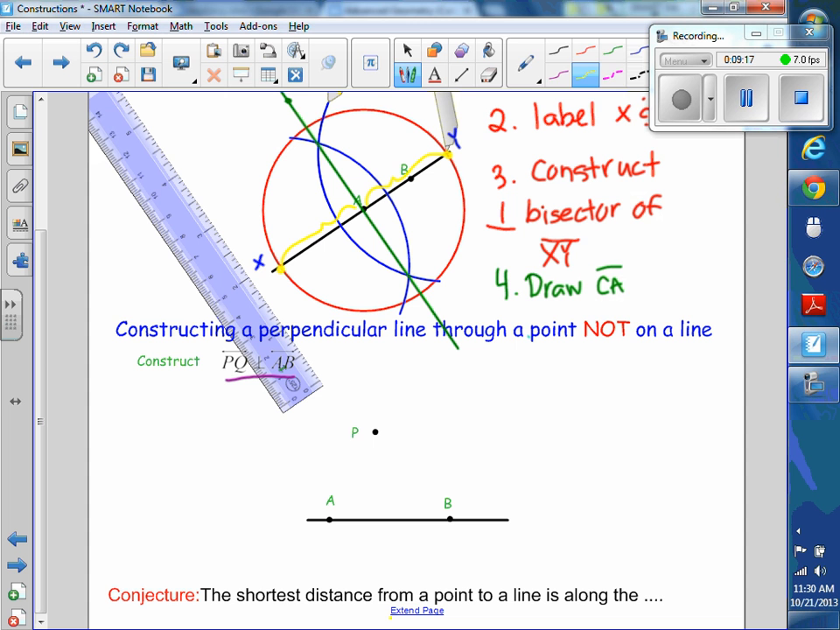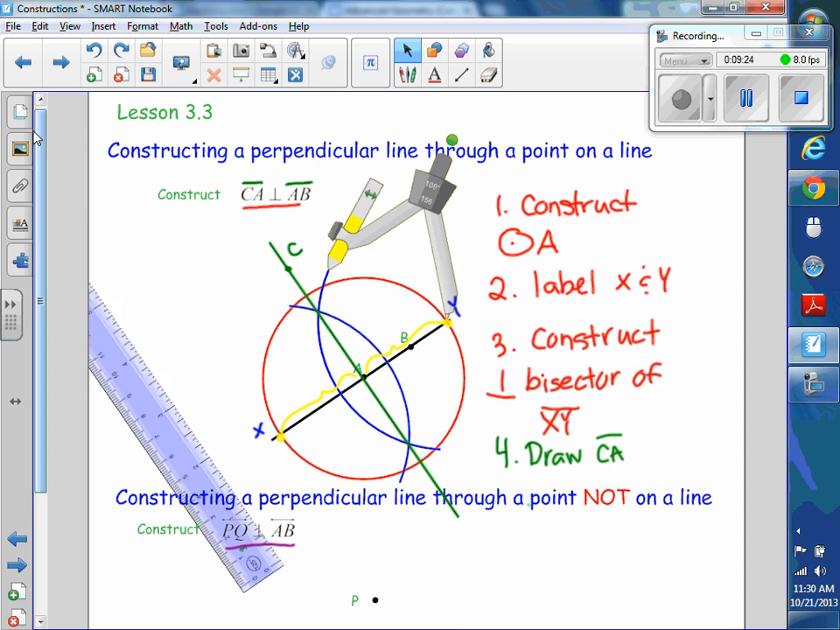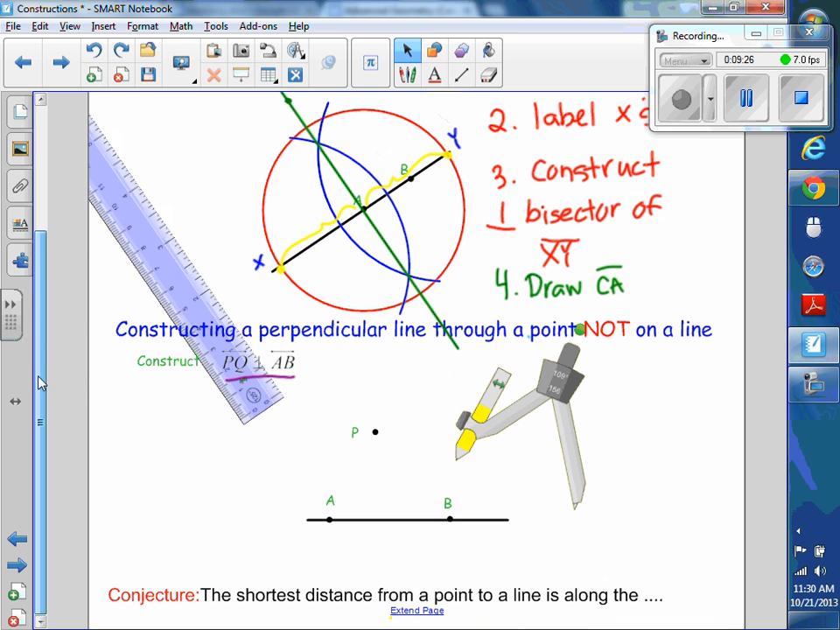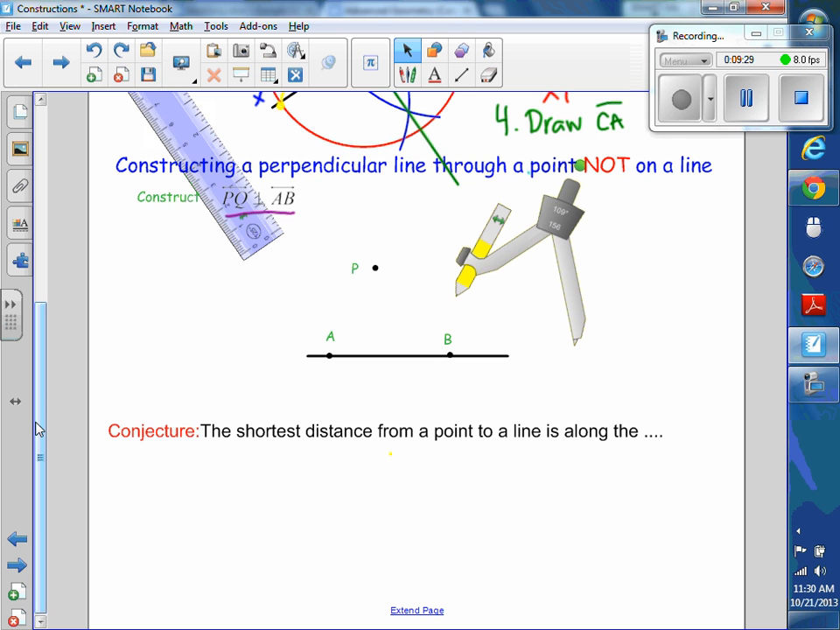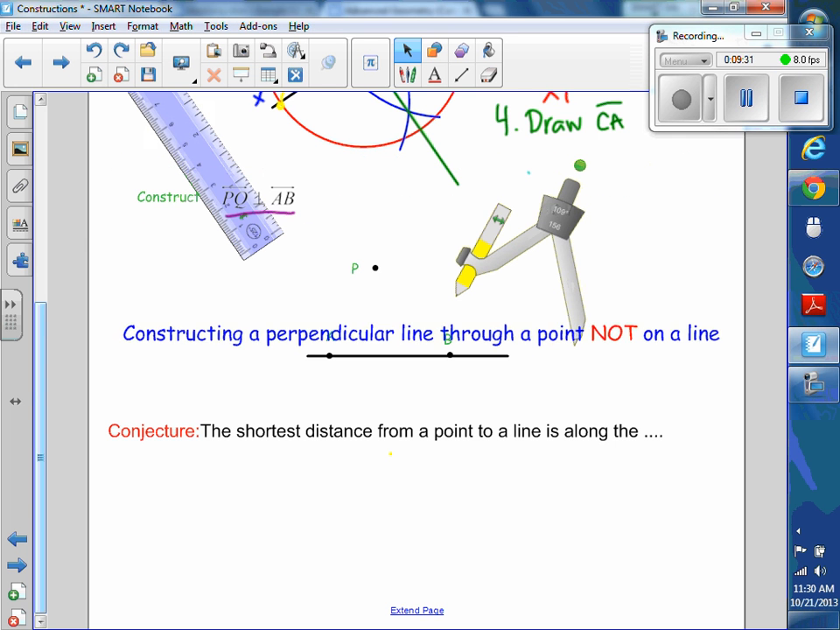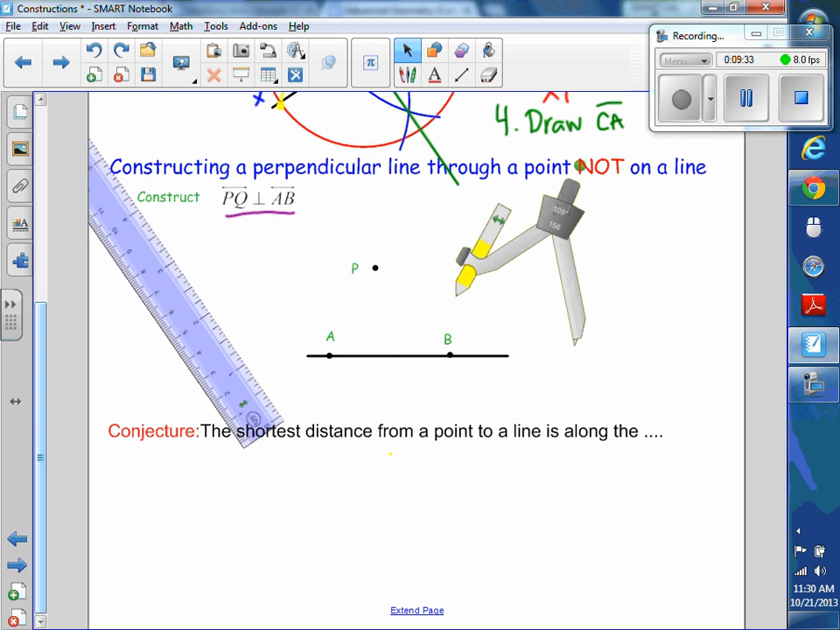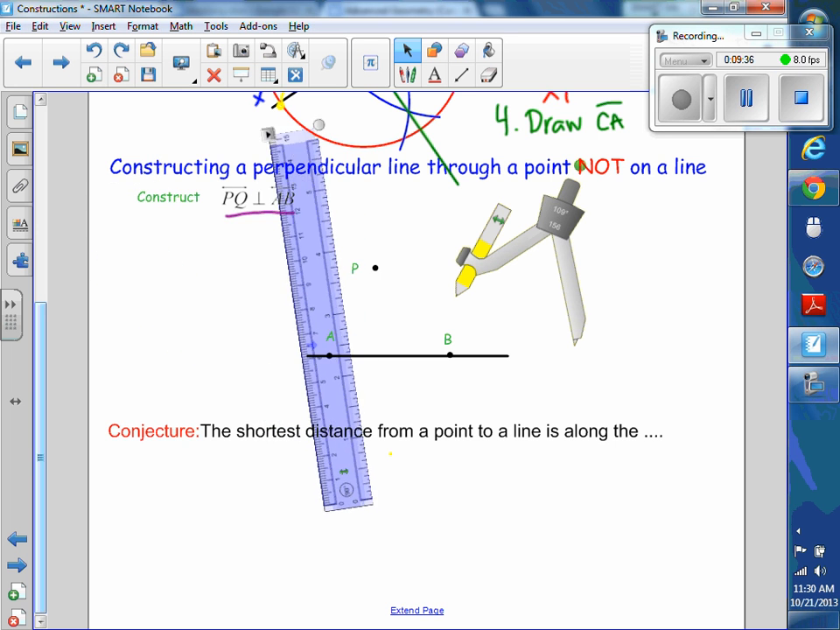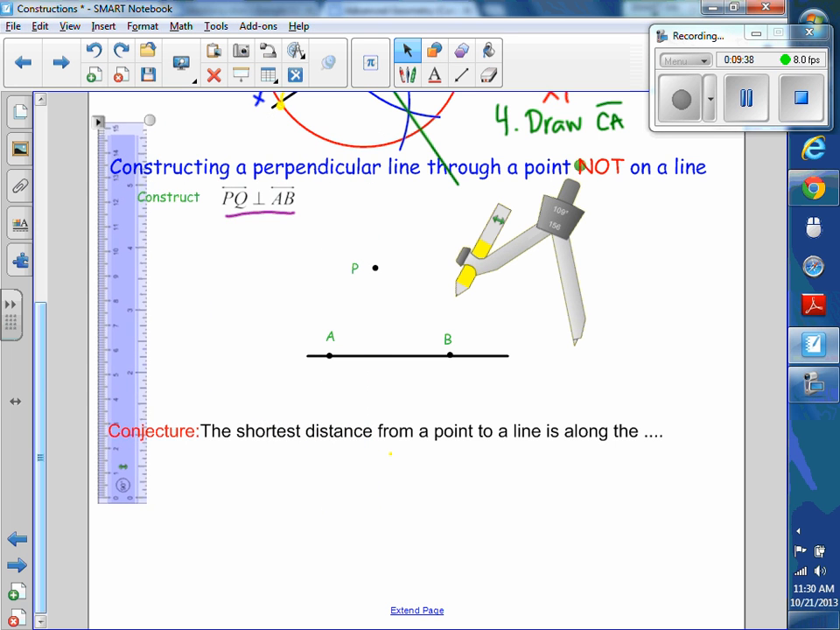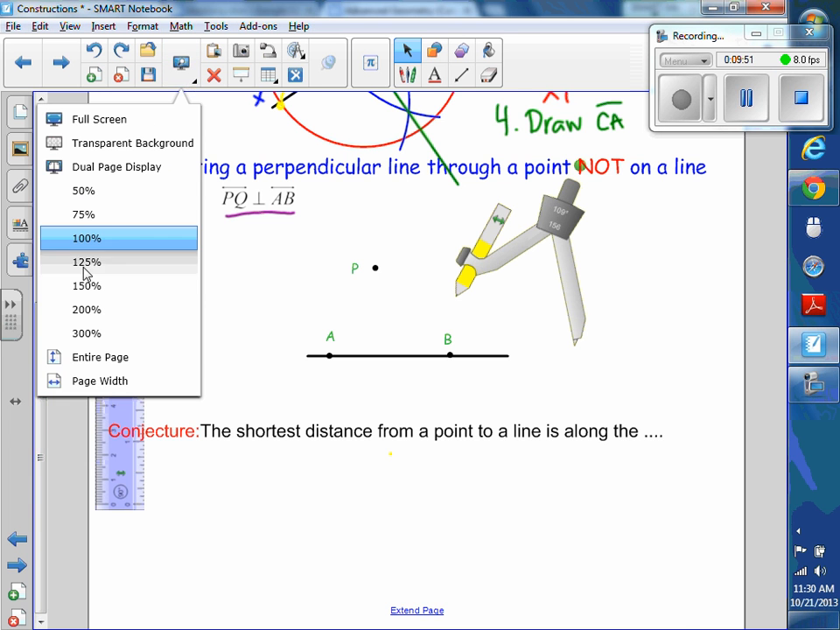So the next one is similar. I gotta grab my compass. The next one's similar, but it's not exactly the same. Now we're constructing PQ, so we have to find Q. It has to be perpendicular to AB, and we have AB. Can you see that back there, you guys? Is that better?